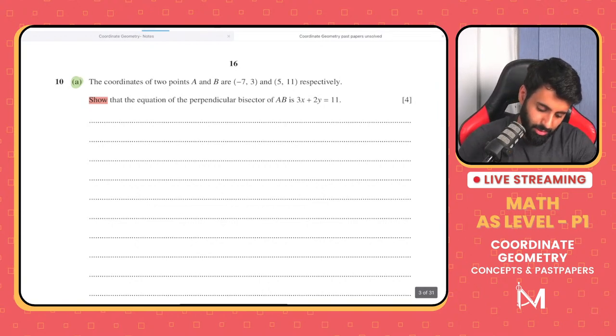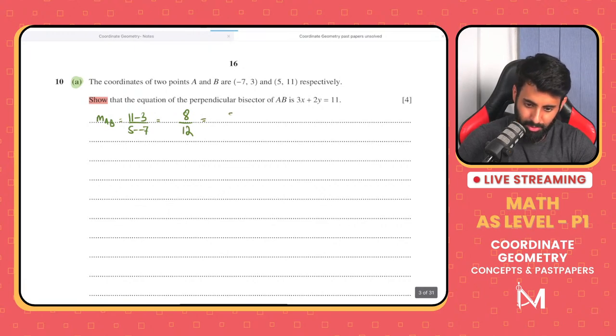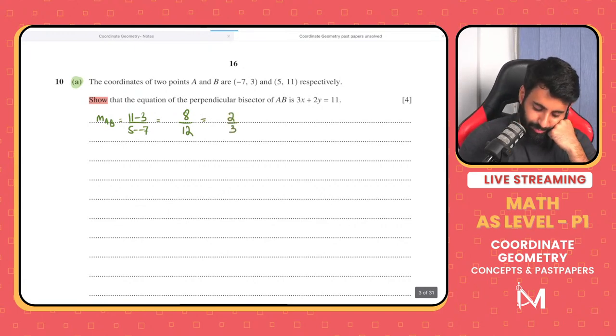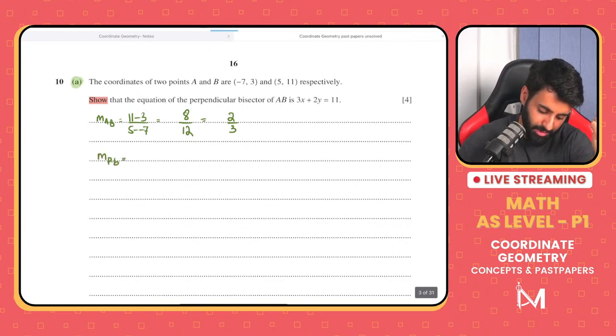Okay. So, first step is that we find out the gradient using the points A and B. So what do we do? 11 minus 3 over 5 minus minus 7. So what's 11 minus 3? That is 8. 5 minus minus 7 is 12. So if you simplify it using the table of 4, that's equal to 2 upon 3. Okay? Now, what will be the gradient of the line that's perpendicular to it, or the gradient of the perpendicular bisector? That will be minus 3 upon 2. So you can think of it this way, that there are two boxes to check. One is the gradient box, if you're finding the equation of a straight line. The other is the point box.